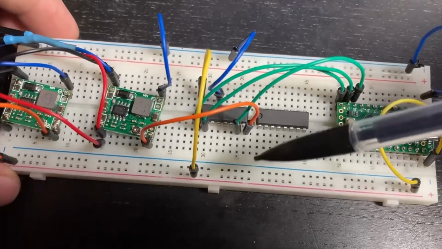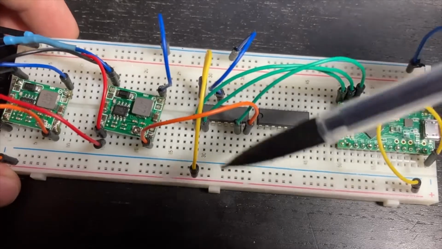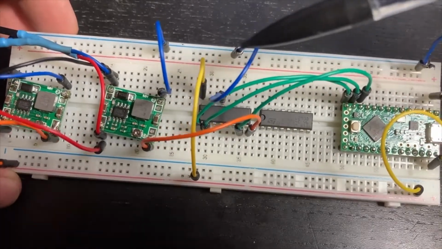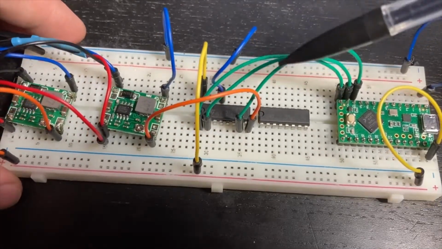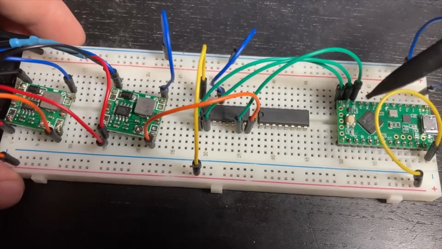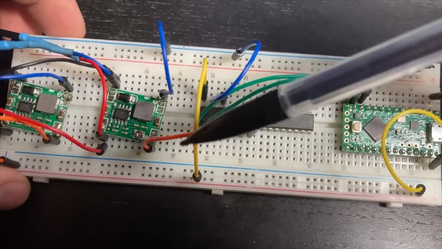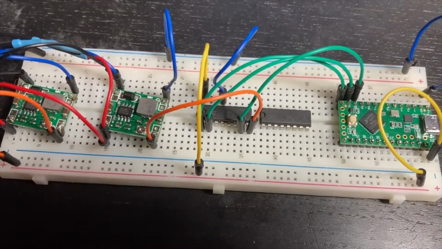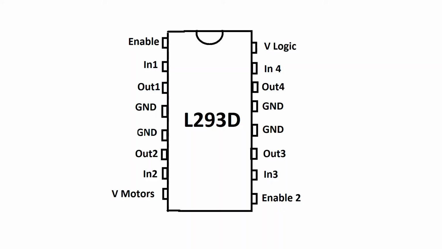But basically, this orange wire is the high voltage motor supply. This yellow wire is the low voltage logic supply. Got a ground there. And these three are the inputs from the controller. One of them is enable, which is the top corner. The other two are input 1 and 2. And then the motor outputs, these are outputs 1 and 2 to the motor.